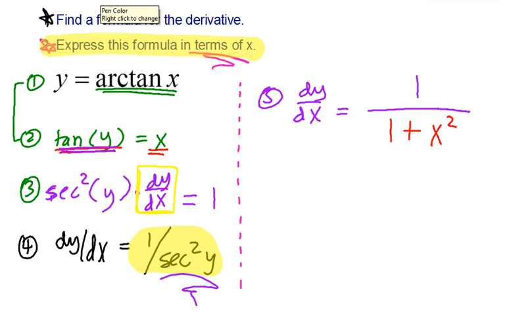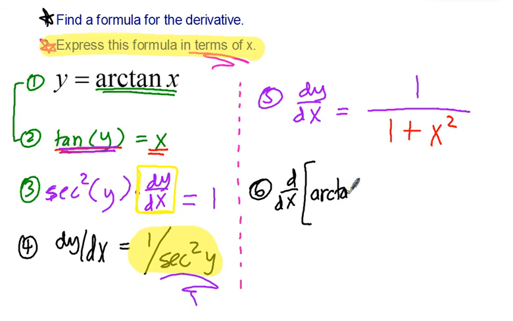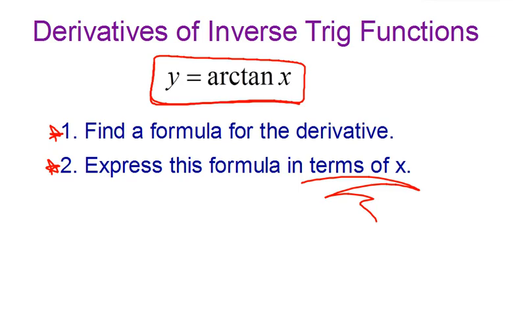So this right here, in summary, is a formula for the derivative of the arctan function. So d dx of arctan x can be found using the formula that we just derived. I truly hope that this helps you to understand how to find derivatives for inverse trig functions.